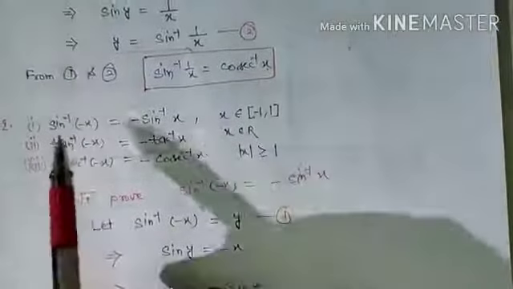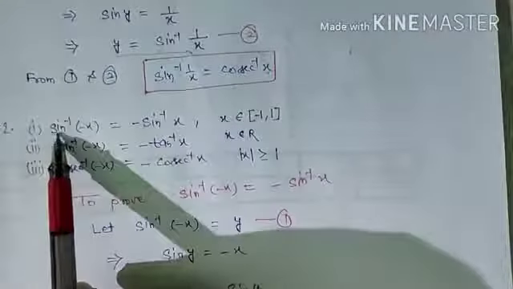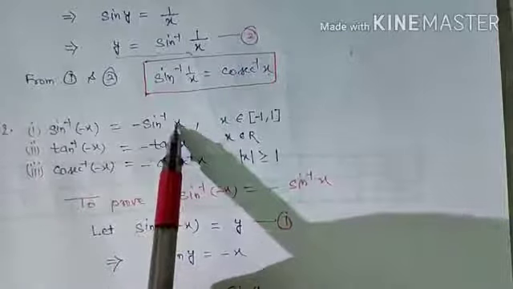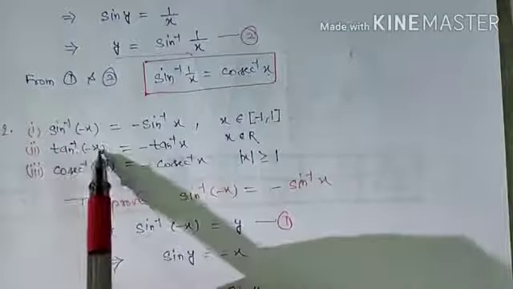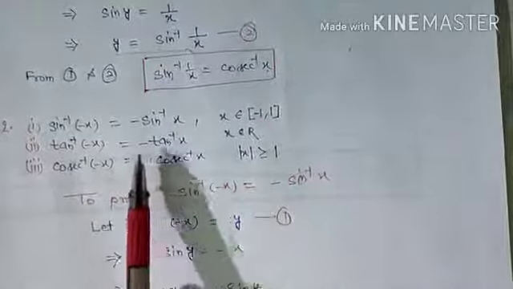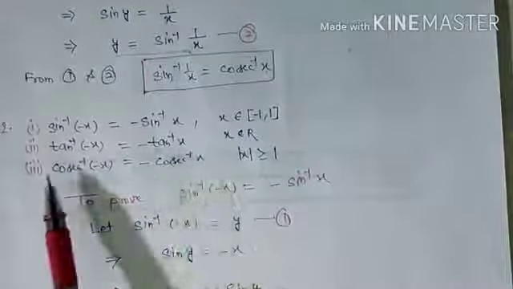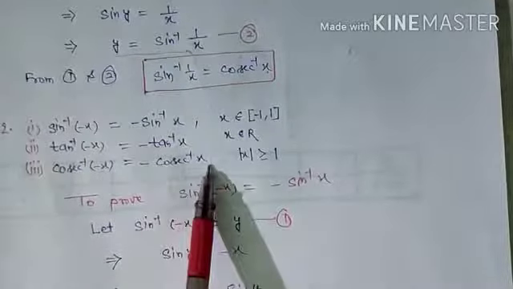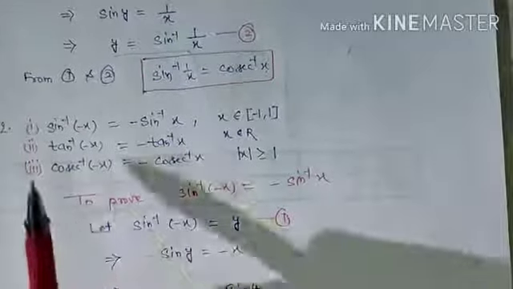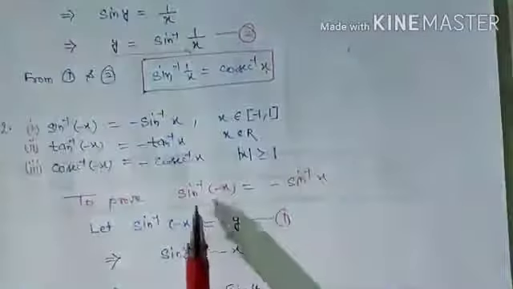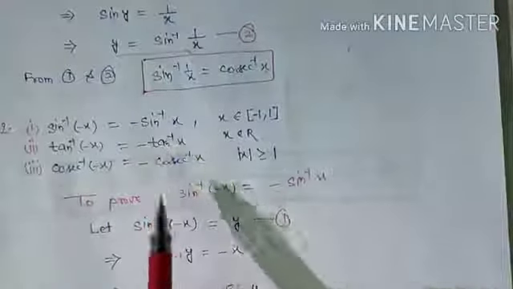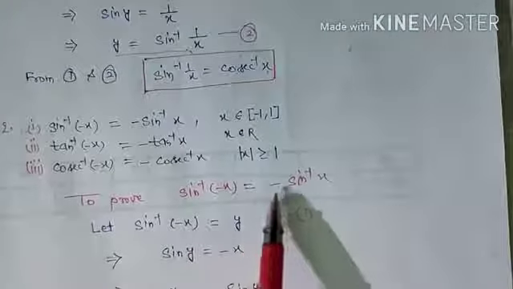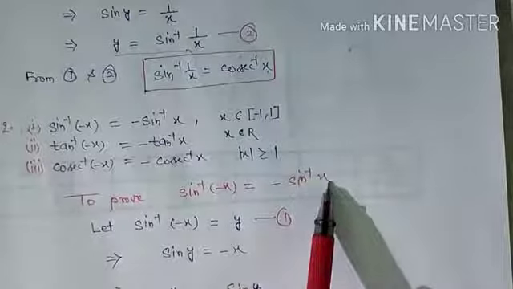Now other properties of inverse trigonometric functions are: sin inverse of minus x equals minus sin inverse x, tan inverse of minus x equals minus tan inverse x, and cosec inverse of minus x is equal to minus cosec inverse x. I'm just proving the first formula for you. Similarly, you can prove the other two formulas. Sin inverse of minus x equals minus sin inverse x.